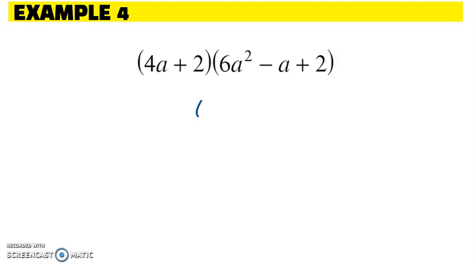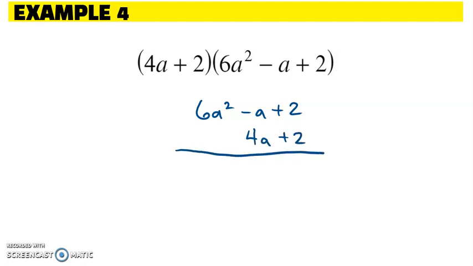So we're going to have 6a squared minus a plus 2. Okay, always stack the longer one on top. Then 4a plus 2. Just formatting wise, it's going to be a little bit nicer for your brain. All right, same exact thing. 2 times all the things on top, and then 4a times everything on top, right? So 2 times 2 is positive 4, so I do plus 4. 2 times -1a is going to be -2a. 2 times 6a squared, 2 times 6 is 12, times a squared. I'm done with the 2.